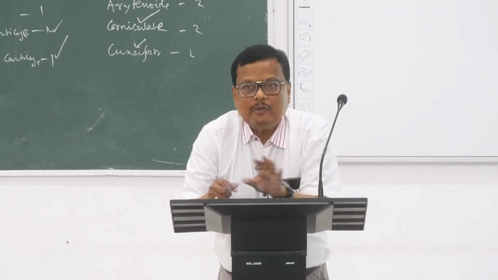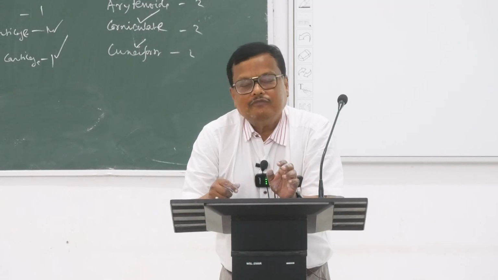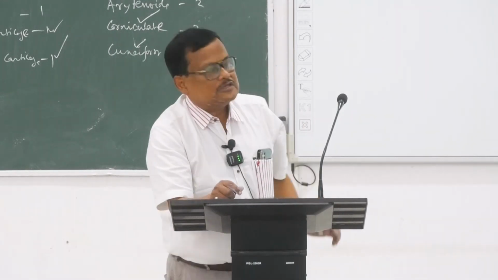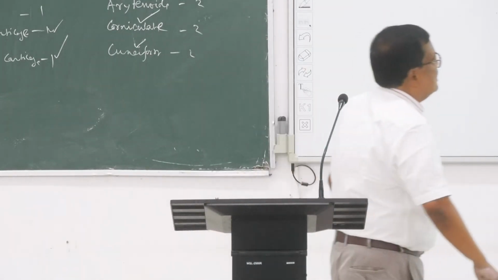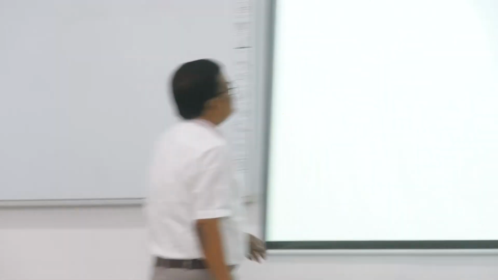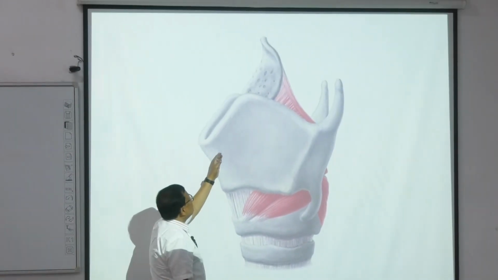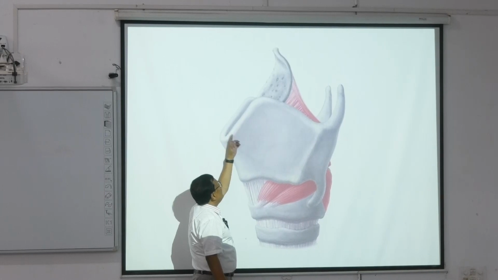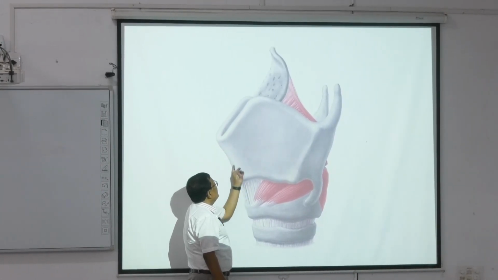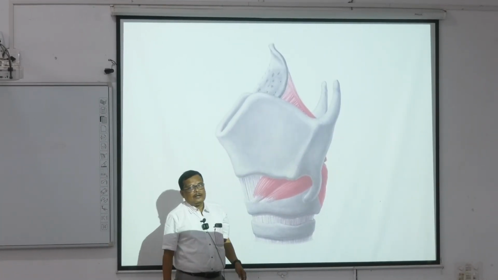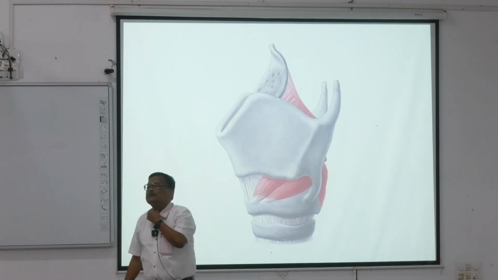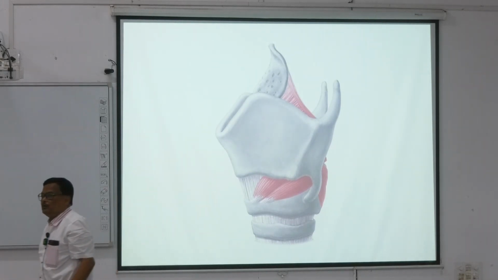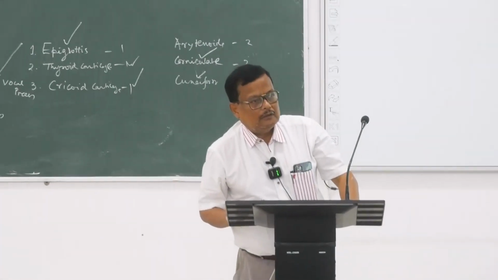So these are some of the physiological aspects of the larynx. Now going to the anatomical aspect. The thyroid cartilage, I have already told you, has two laminae joined together by an angle, the thyroid angle, which is very prominent in case of a male. We call it the thyroid eminence or Adam's apple.